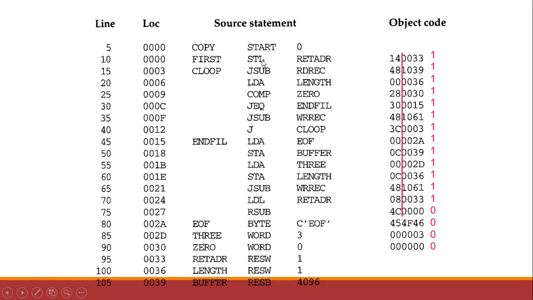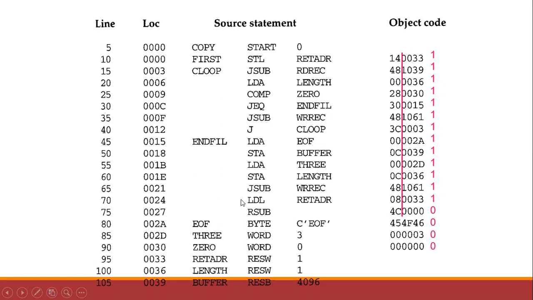For example, STL RETADR is here, 0033. How did you calculate this? Based on the starting address. Each time the location address will be incremented by plus 3. That depends on the starting address. If you change this starting address, then that affects here also. So that's why all the instructions are absolute addresses.